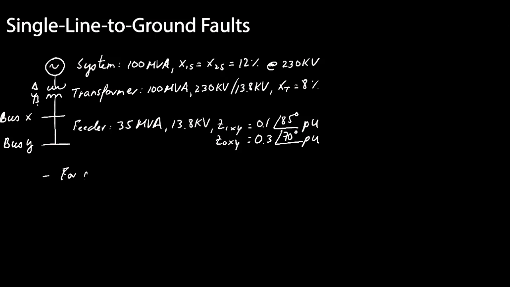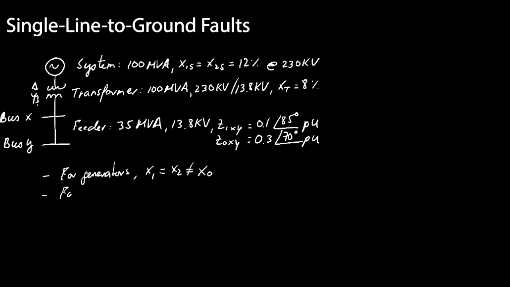For generators, the positive and the negative sequence impedances are going to be the same, but the zero sequence impedance is not going to be the same. So again, we need to input the positive, negative, or zero sequence impedance for every equipment in the power system independently. So they might or might not have the same impedance. So again, for generators, the positive and the negative sequence impedances are the same, and the zero sequence impedance is not the same.